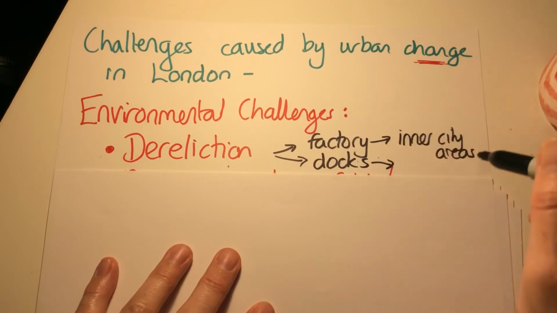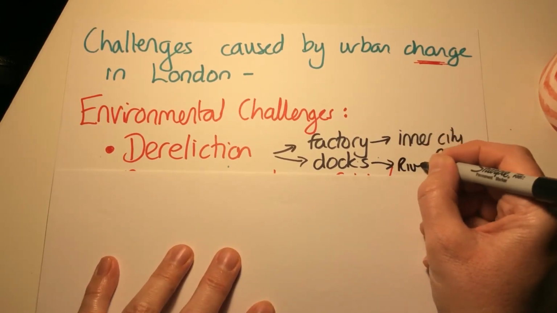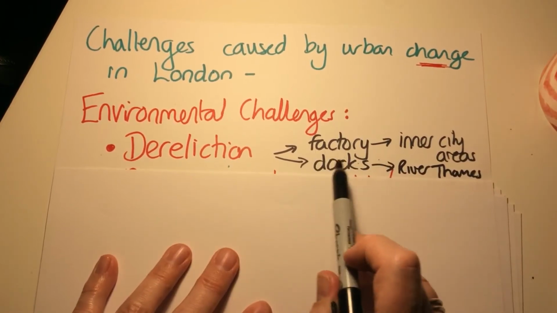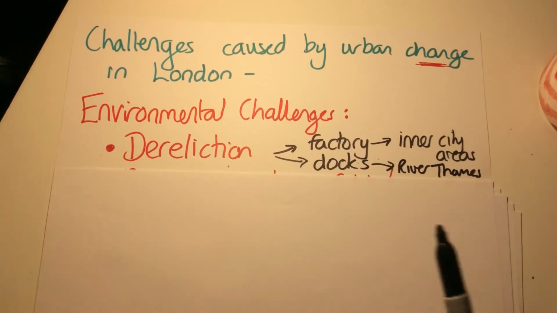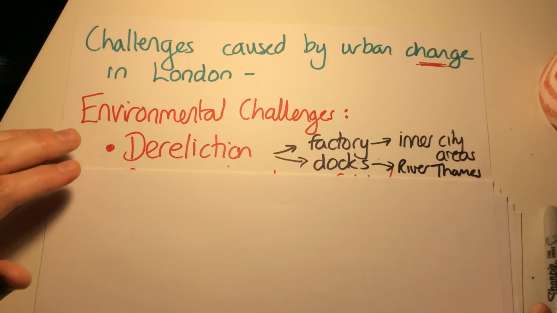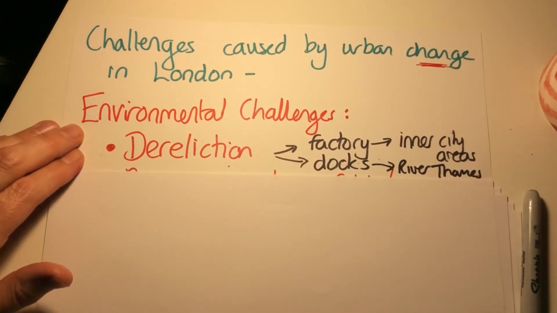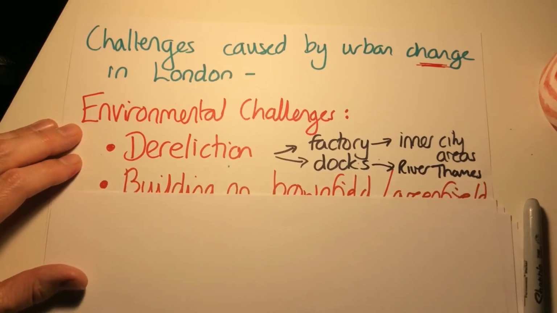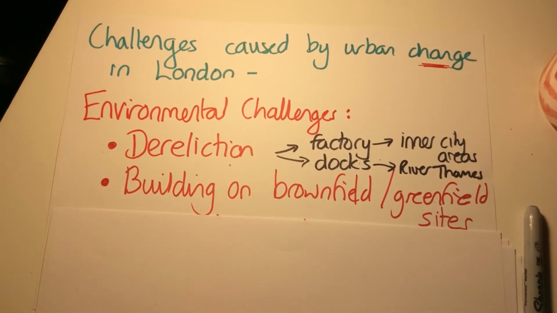So factories, inner city areas, docks on the River Thames, these are places that through time have changed, and maybe those factories are run down, they've got broken windows, they're not being used anymore. It's not good for the area. They don't look good, visual pollution, attract crime, attract pests, rats and so on. Not great. Second one, building on brownfield and greenfield sites.